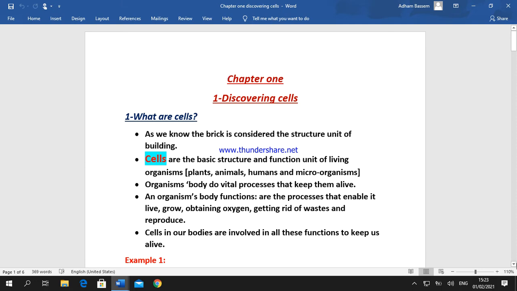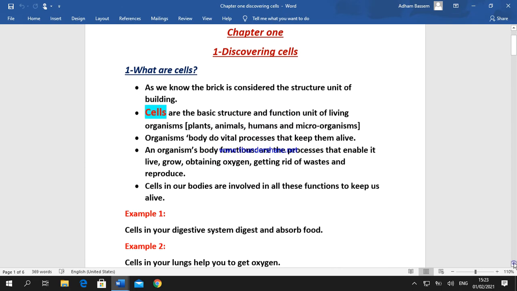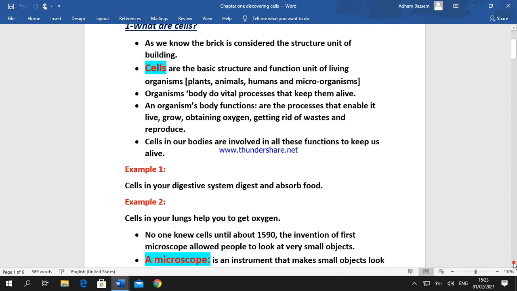We have many examples. The cells in your digestive system digest and absorb food to give the living organisms the energy needed to do vital activities, and the cells in your lungs help you to get oxygen.